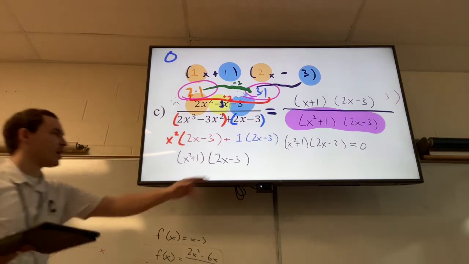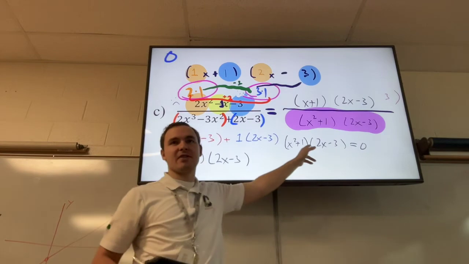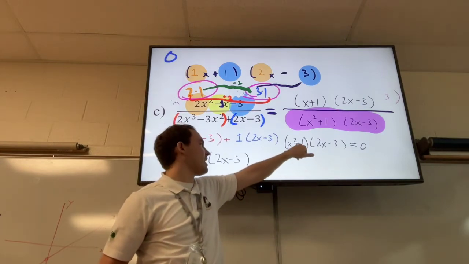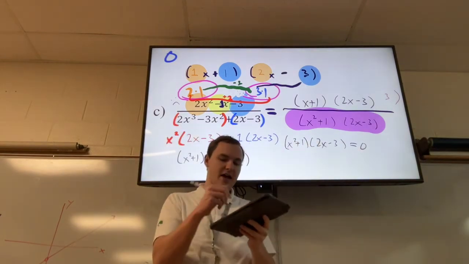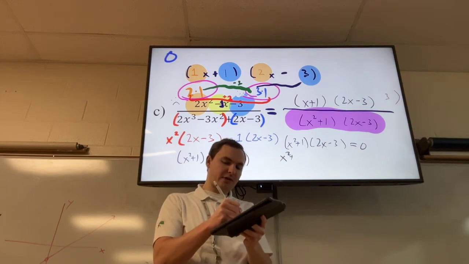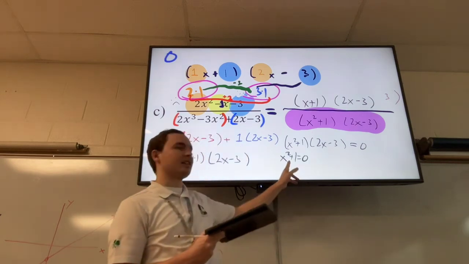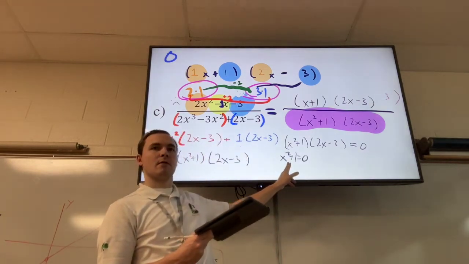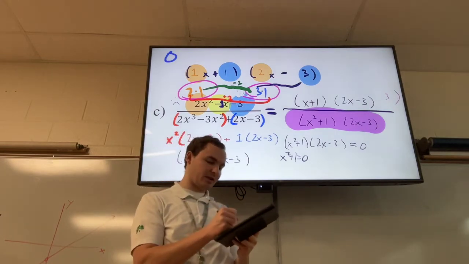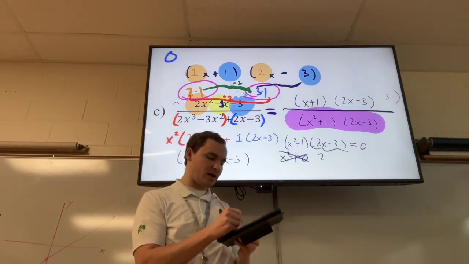So how do we solve this equation here? It's already factored and everything. We just set each factor equal to 0 and solve, okay? So x squared plus 1 equals 0. Does this have any solutions? No, it doesn't. That has no solutions. So we'll X that out, and then we'll set the other one equal to 0.